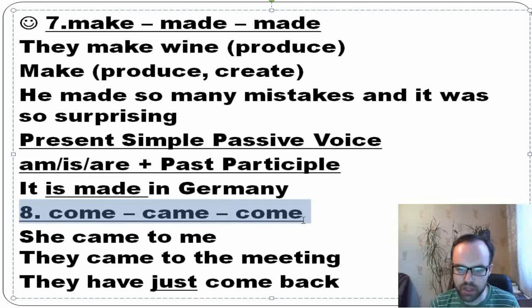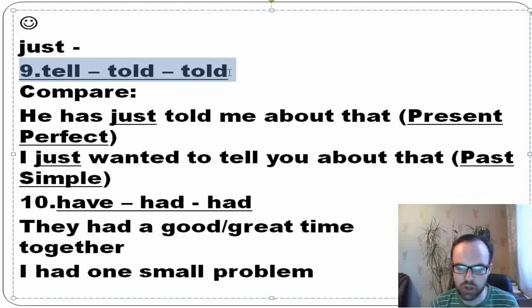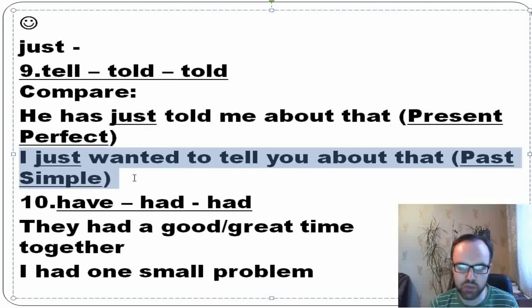8. Come, came, come. She came to me. They came to the meeting. They have just come back. Just. Yeah. So we'll talk about it later, but first tell, told, told. So please compare these two sentences with just. He has just told me about that. So we use present perfect. And let's look at the second sentence. I just wanted to tell you about that.